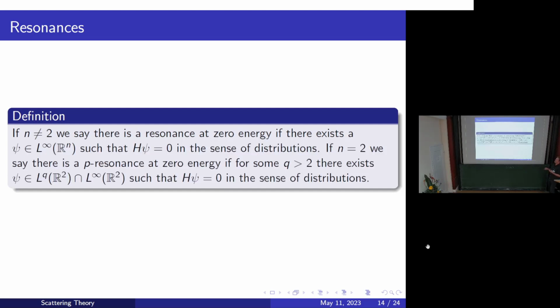They're called resonances. If n is not equal to 2, we say there's a resonance at 0 energy if there exists some psi which is L infinity, so some bounded function that is an eigenfunction at 0 in some distributional sense, so usually in some Sobolev space. And if n equals 2, there's a particular strange thing that goes on. It's something called a p-resonance, and the definition is not so important, just that it causes me some great issues later on, so I have to exclude this case in my theory. This is why I point this out, that in certain situations I cannot actually handle this behavior.